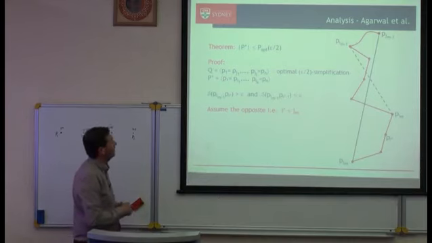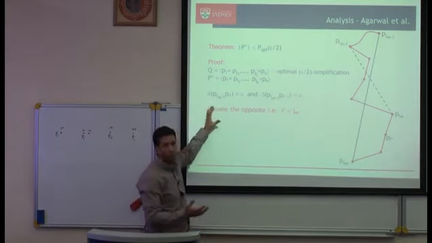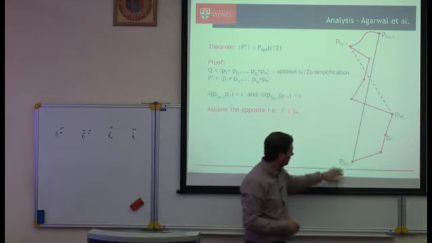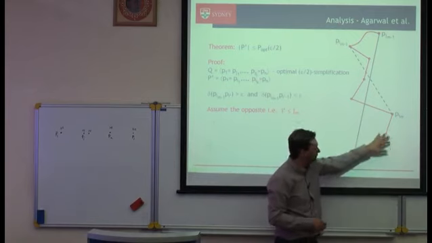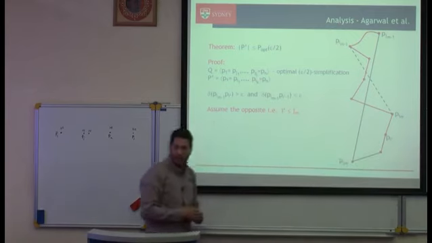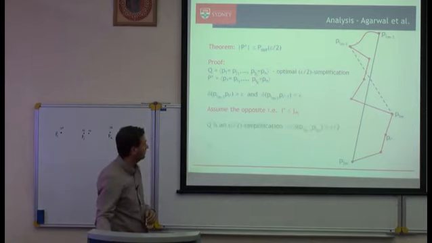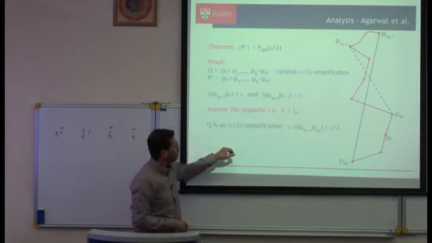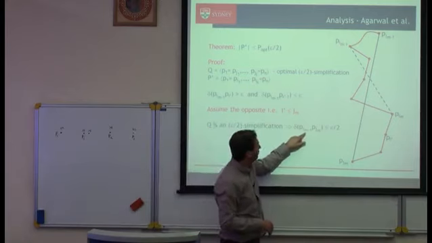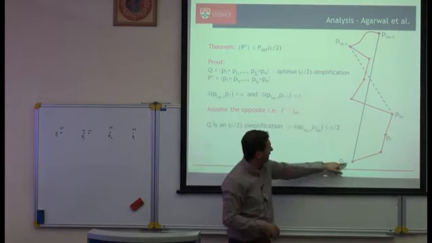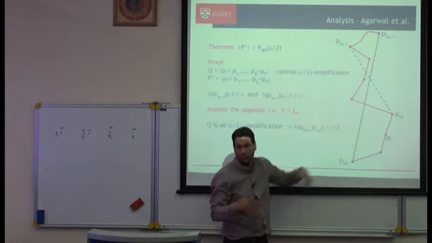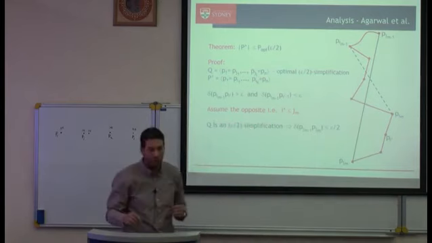Okay, so this is what we had. Assume the opposite: assume that I prime is smaller than or equal to JM. So we have JM here, PJM here, and then we have PI prime earlier along the curve. Well, we know that Q is an epsilon divided by 2 simplification. So that means that the shortcut between JM minus 1 to JM is at most epsilon divided by 2. Right? Because this is an optimal epsilon divided by 2 simplification, every shortcut has to have at most Fréchet distance epsilon divided by 2.